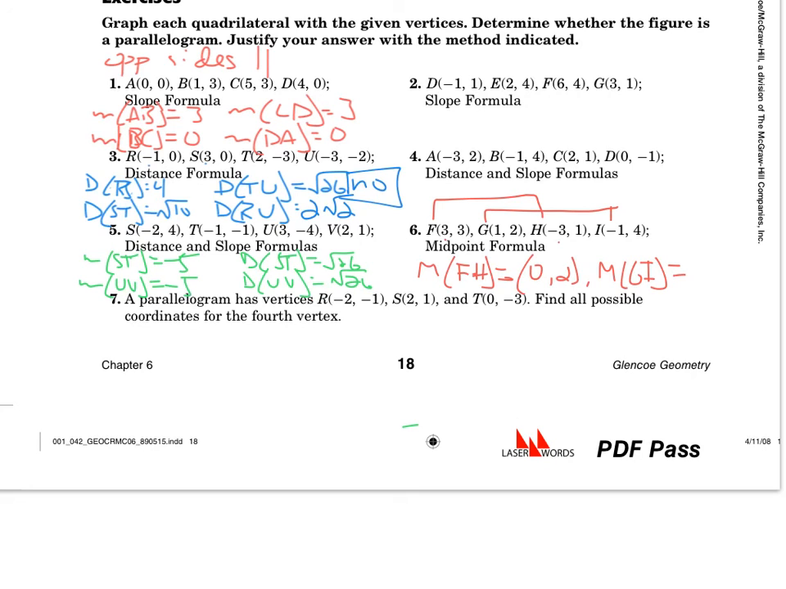1 minus 1 is 0. 0 over 2 is 0. 2 plus 4 is 6. 6 divided by 2 is 3.